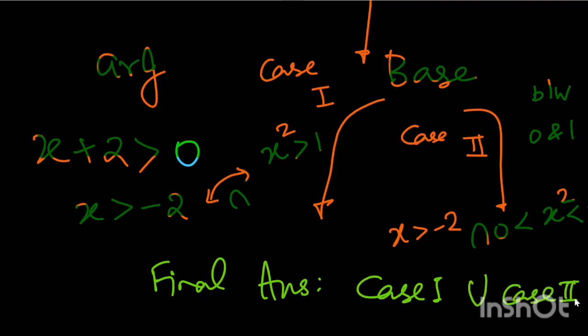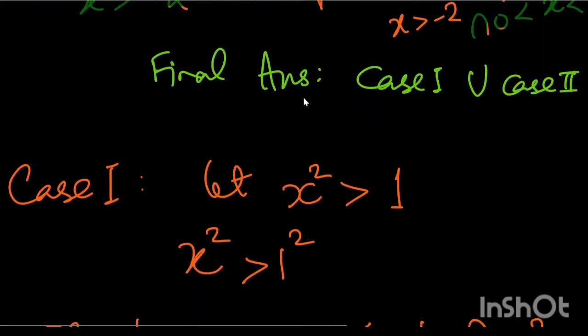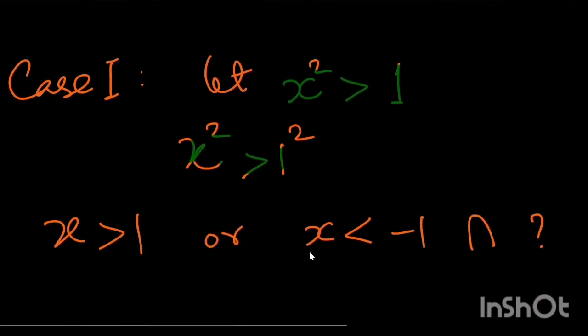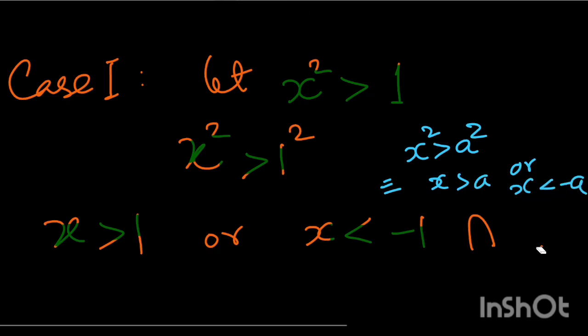So first we will assume case 1 where the base is assumed to be greater than 1. x square greater than 1 square gives x greater than 1 or x less than minus 1, from the formula x square greater than a square gives x greater than a or x less than minus a. So here in the second part, x less than minus 1, we have to take intersection with what? Intersection with x greater than minus 2. Okay, that is the argument part.